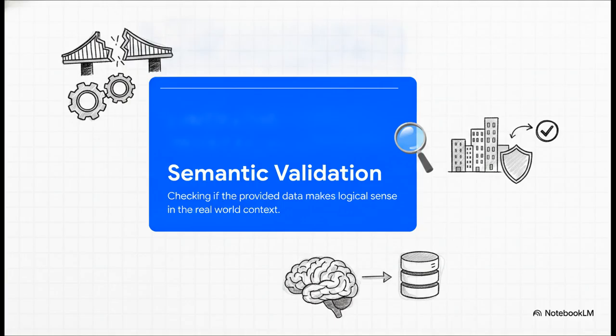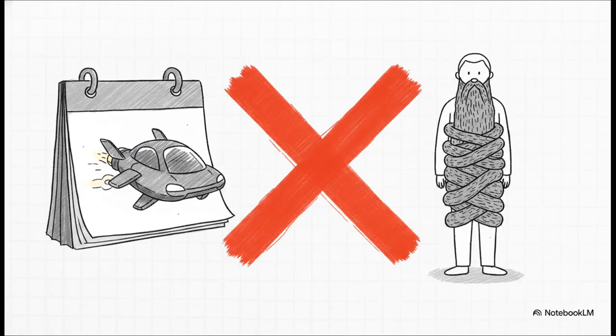Semantic validation asks, does this data make logical sense for our specific application context? These examples brilliantly illustrate why semantic checks are so crucial. Imagine your API accepting a perfectly formatted date of birth, but the year is 2026. Unless you have actual time travelers using your app, a birth date literally cannot be in the future.